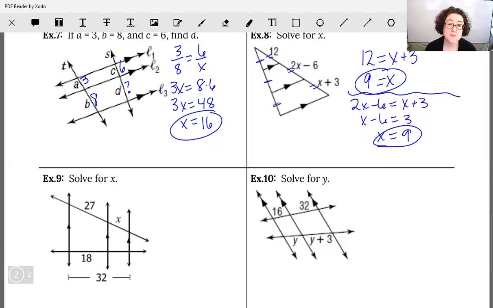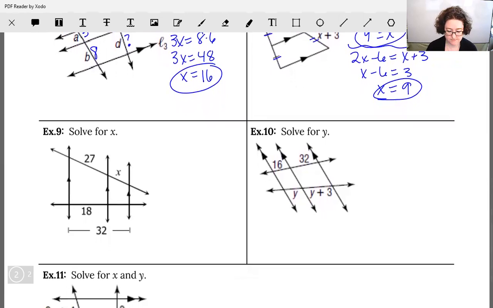Okay, what are we missing in example 9? We have 32 is the entire bottom segment. So if we're going to use our shortcut and just compare our pieces, we need to figure out our missing piece. So what do I have to do? 32 minus 18. So that would give me 14. And now I can set up my proportion.